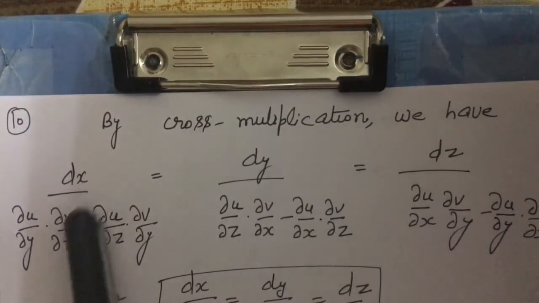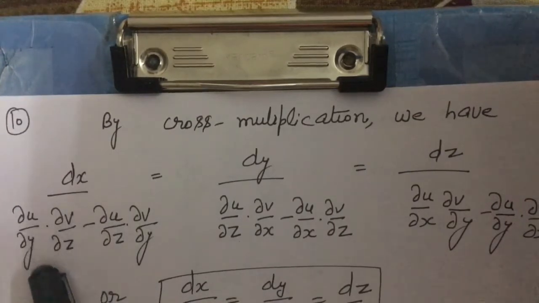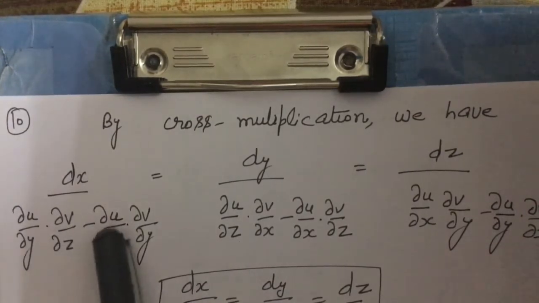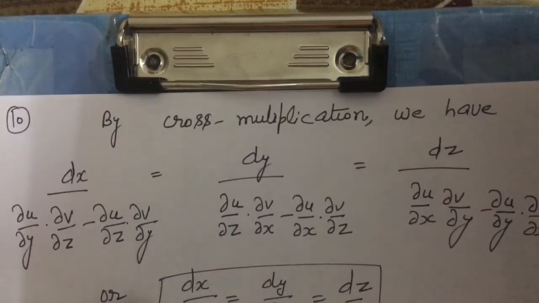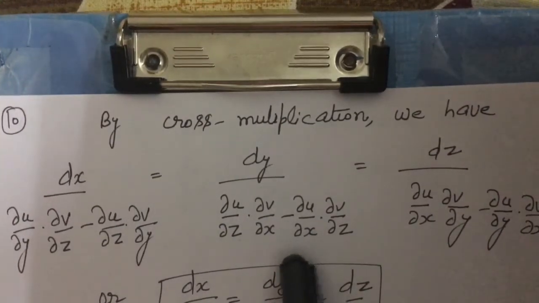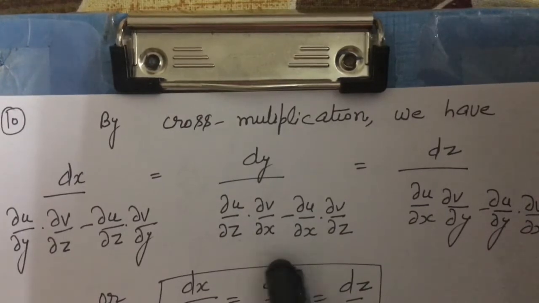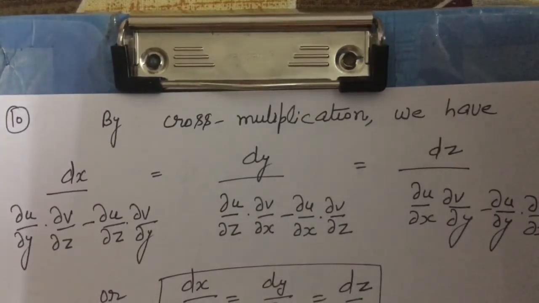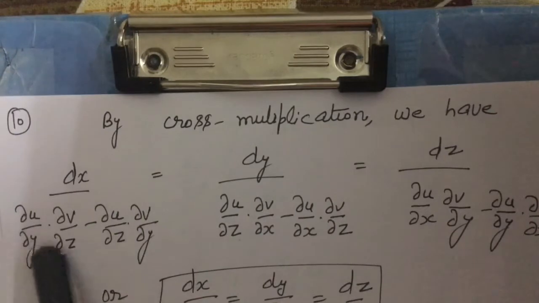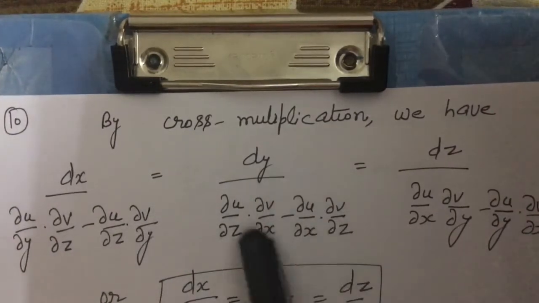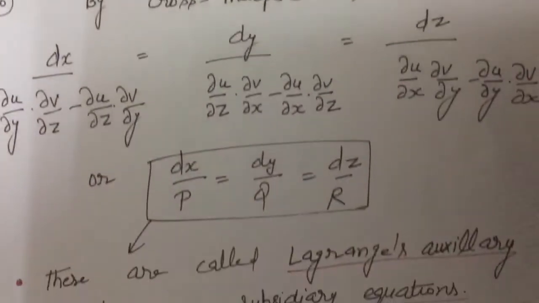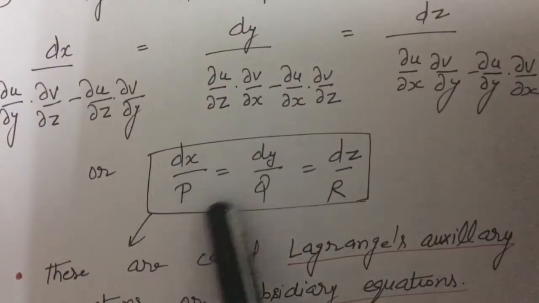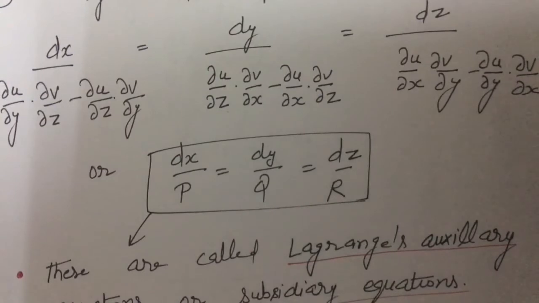You will get dx upon ∂u/∂y into ∂v/∂z minus ∂u/∂z into ∂v/∂y. It is again simple mathematics for solving linear equations in 2 or 3 variables. In this way, this is called capital P, this is called capital Q, and this is called capital R. And you will get dx upon P, dy by Q and dz by R.